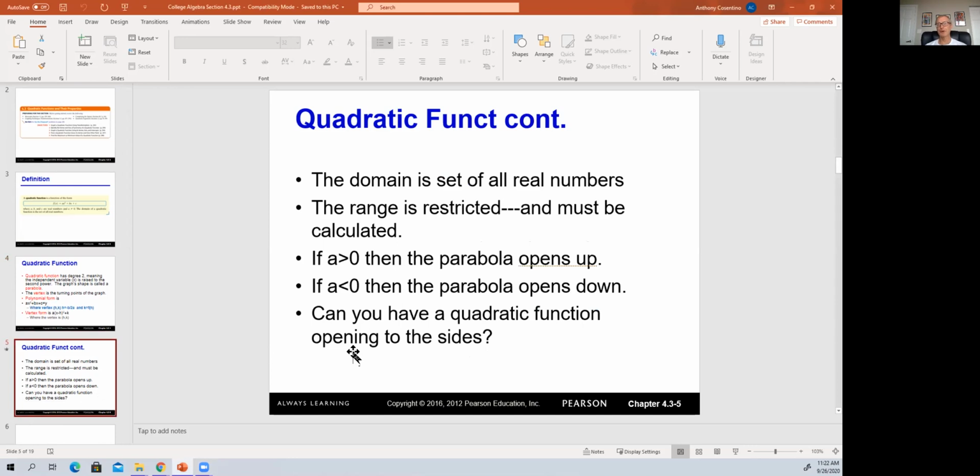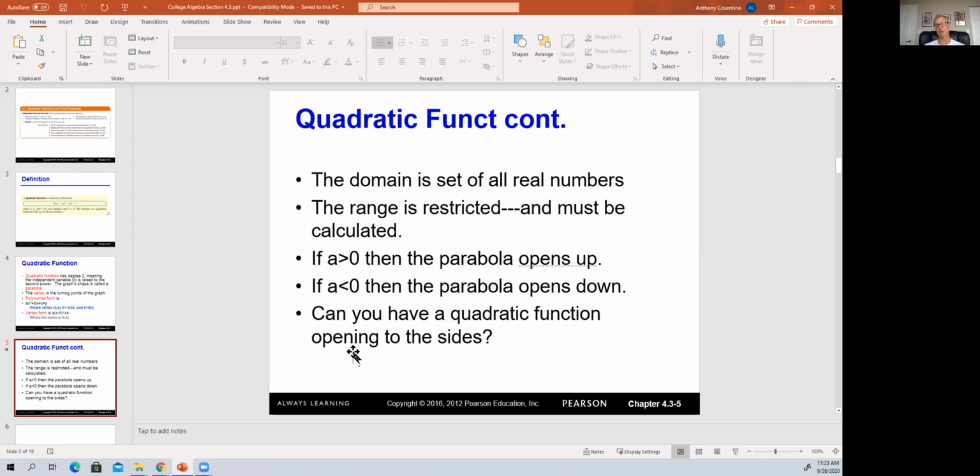So here's some more key attributes. First of all, the domain of a quadratic function is all real numbers. No real number that you plug in won't give you a real number out. We're not taking the square root. We're not dividing by anything that has an x in it. So everything is cool with that.